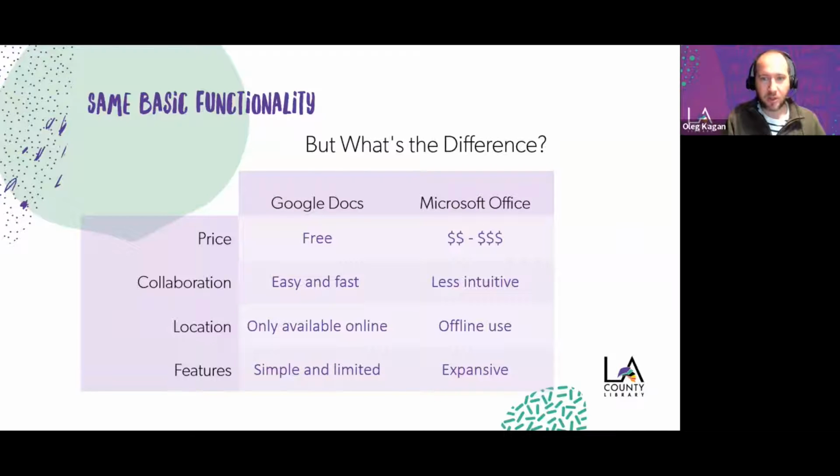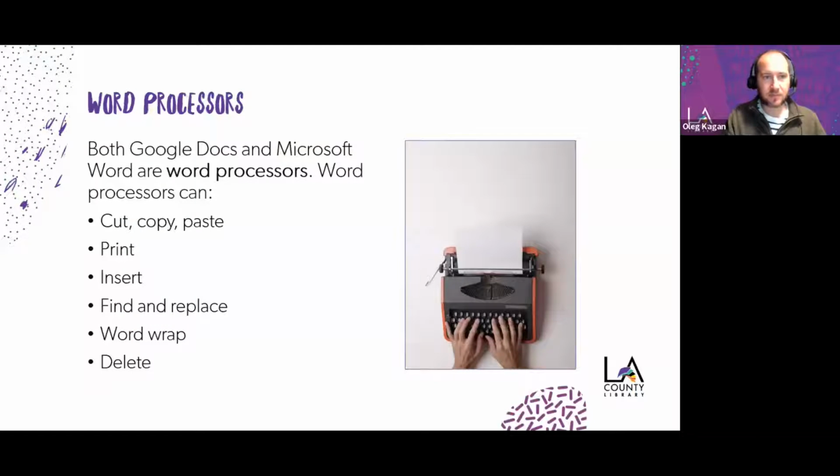So let's move forward to talking about word processors, presentation software, and spreadsheet software. So, skipping ahead. Word processors like Google Docs and Microsoft Word do the basic task of letting you write on a computer. You can cut text to remove it from a place. You can copy text, which is you just grab it, but it still stays there, and you can paste it. You can format your documents for printing. You can find and replace.